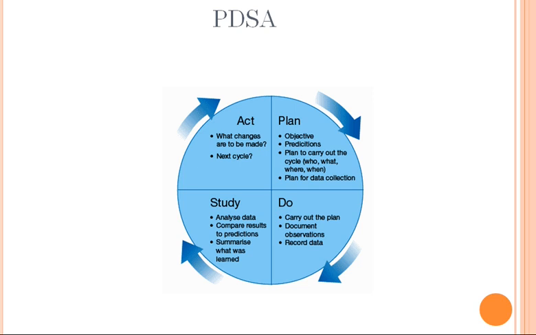Next is the PDSA cycle. How the PDCA cycle varies from the PDSA cycle, we'll see. Instead of check here, study comes into the picture: plan, do, study, act. When you want to plan: objectives, predictions, a plan to carry out the cycle, and a plan for data collection. Carry out the plan, document observations and record data. Study means you have to analyze the data, compare results to predictions, summarize what we learned, decide what changes are to be made, and follow the next cycle.